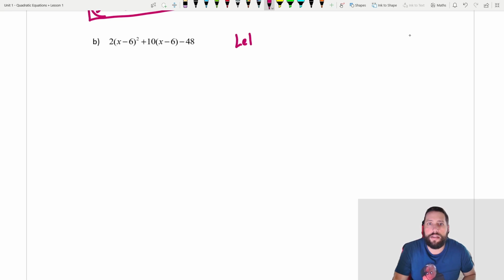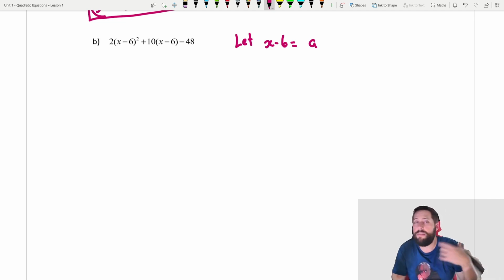Say, let x minus 6 be equal to a again. You can use any letter if you want. It doesn't have to be a. I'm just using a because it's the first letter. So you can use any letter you want. It just can't be x because x is already being used.